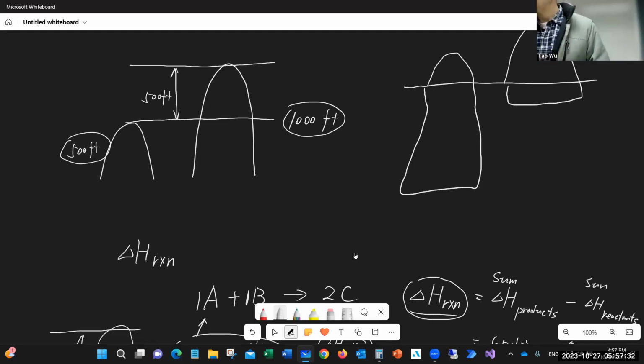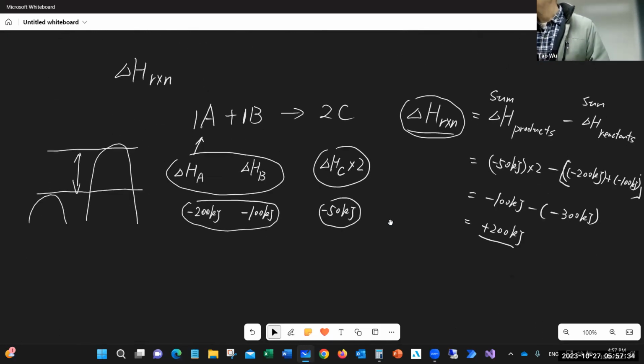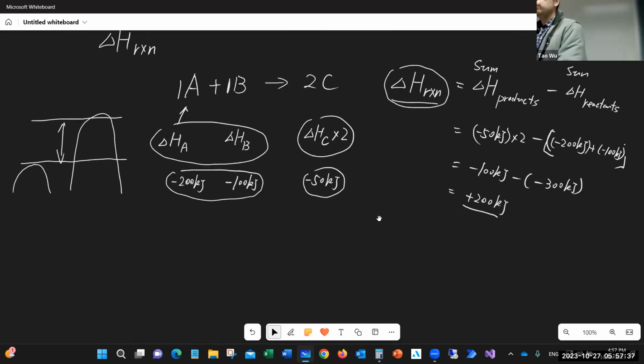So that is why enthalpy is actually the same thing. How do you know, for example, that this one is negative 200? How do you know this is negative 100? Where is this value coming from? What do they compare to? What they compare to is just like the sea level. The sea level is 0, and here there is also something that is 0.